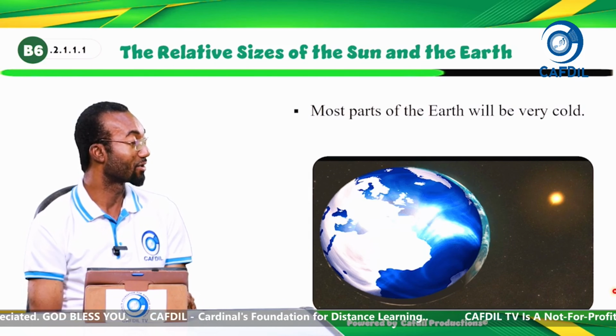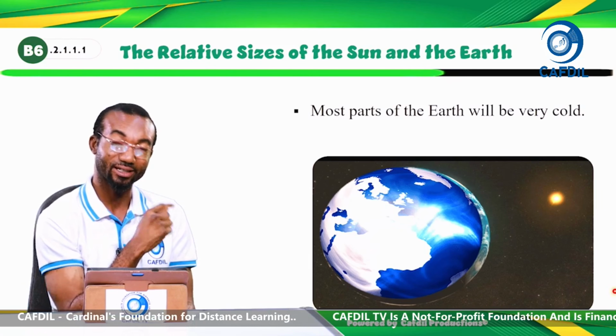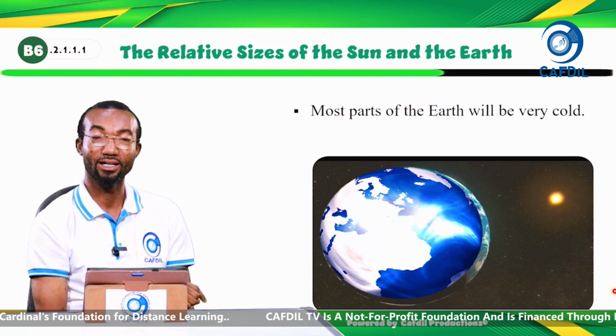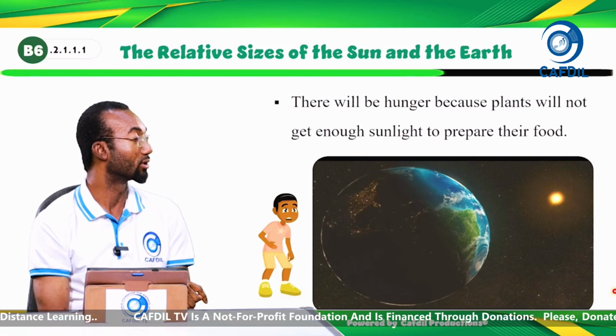Most parts of the earth will be very cold because the heat of the sun will not get there. So most parts of the earth will be very cold.